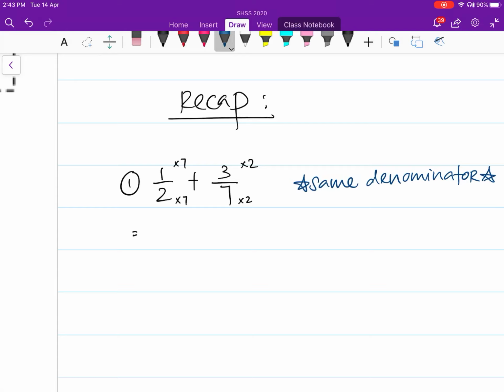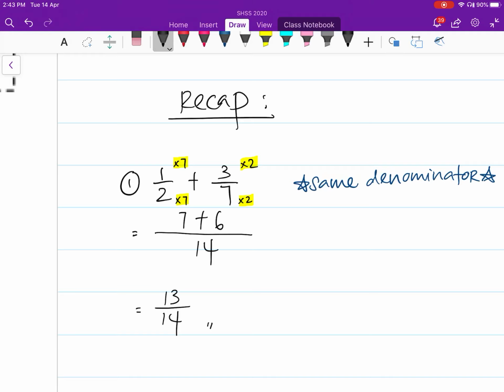Alright, now take note, we can only multiply to get the same denominator and not plus or minus. From here, we have the same denominator, which is 14. So I'm just going to write 14. 1 times 7 is 7, plus 3 times 2 is 6. If I simplify, this will give me 13 over 14, and I'm done.